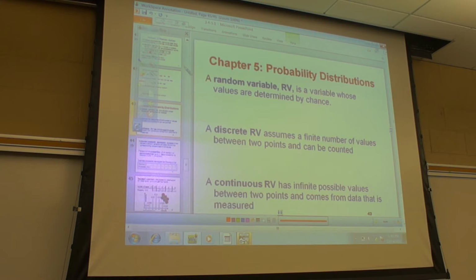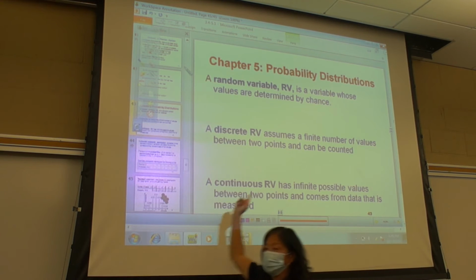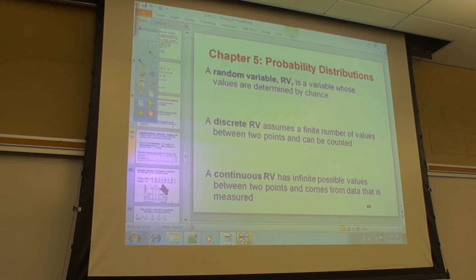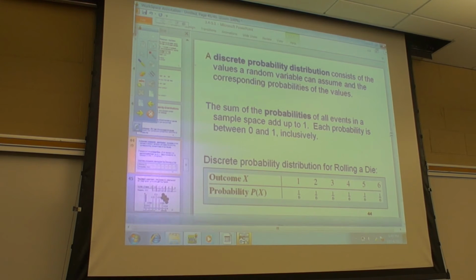So similar concepts. If it's discrete, then the data can be counted. If it's continuous, then the data are measured. It's random because it's all determined by chance. Here's an example of something by chance: rolling a dice. If you roll a dice, what you get is totally random.